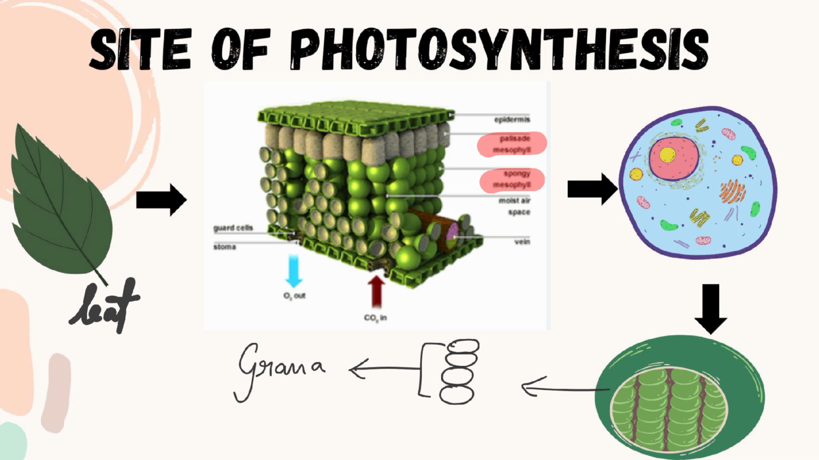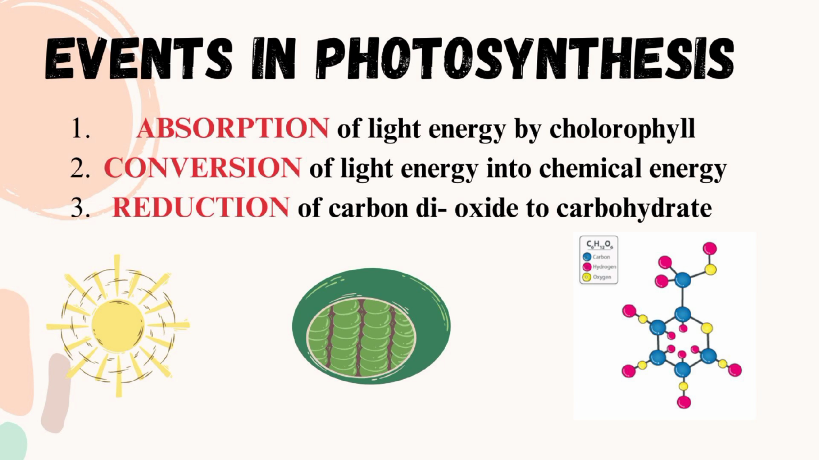So what happens is, along the walls of the thylakoid, the pigment chlorophyll is present. Okay, so chlorophyll, being the main vital pigment required for photosynthesis, is present in the chloroplast. So the site of photosynthesis is the chloroplast. Okay, now we know that the chlorophyll is present in the chloroplast.